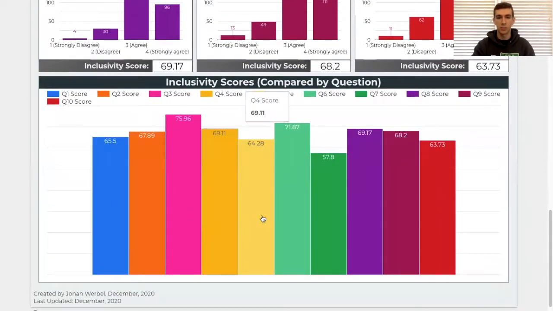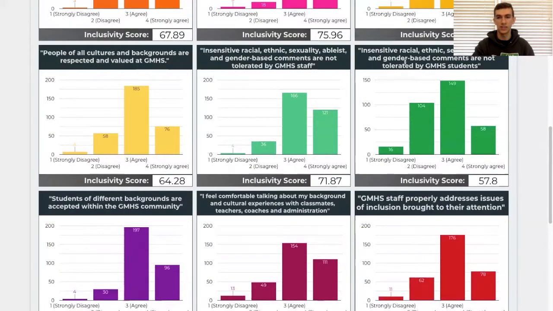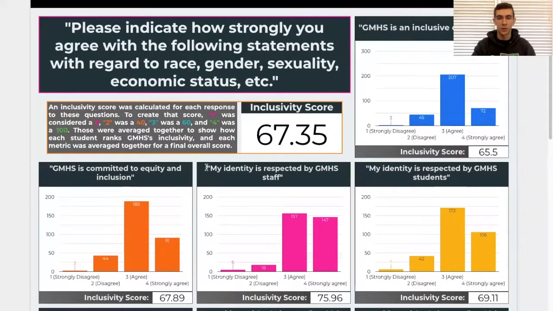You can also see at the very bottom all of the inclusivity scores compared by question so that we can see where we need the most work. So for example, you notice that question 7 is a little bit lower and question 3 is a little bit higher. Well, question 7, insensitive racial, ethnic, sexuality, ableist, and gender-based comments are not tolerated by GMHS students. It sounds like, according to your peers, that's what we need to work on. Meanwhile, we're doing pretty well in the fact that our identities appear to be respected by the GMHS staff. A lot of 3s and 4s and an inclusivity score that matches that.